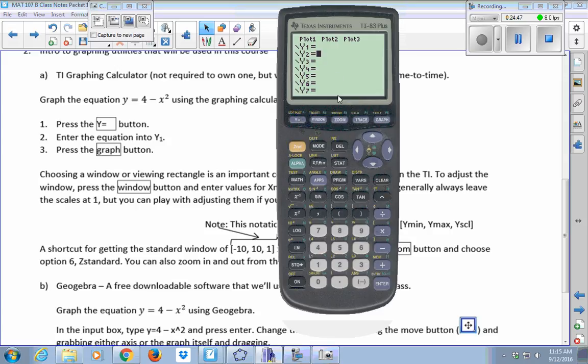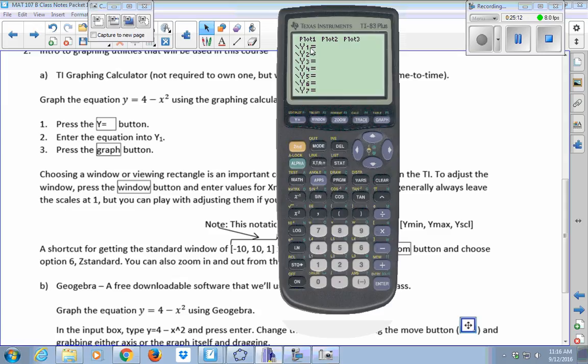One thing you want to look for when you hit your y equals button, because this is where you will graph, make sure up here where it says plot 1, plot 2, and plot 3, that none of those are highlighted, because if they are, you're going to have trouble graphing. If you do, let me know and I'll come around and help as soon as I get everybody going here.